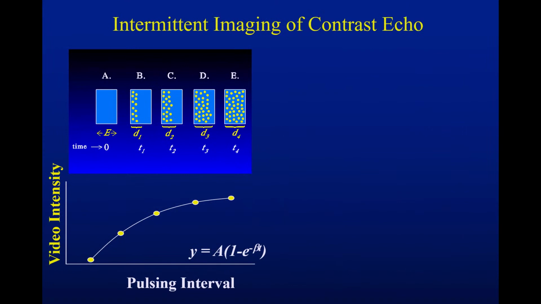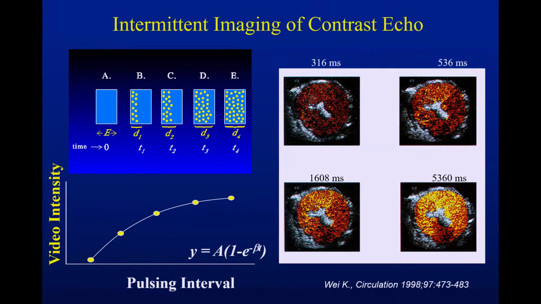This is early work from Dr. Sanjeev Kaul: if you destroy with a high mechanical index and then start imaging intermittently afterwards, you can replenish the myocardium with contrast, and therefore you can determine myocardial blood flow velocity. The higher this slope, the higher the velocity of red cells coming through the capillaries. And that was shown very nicely many years ago. This is a great technique for research.